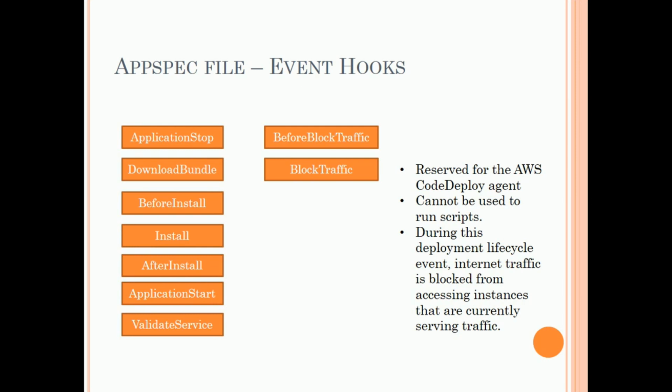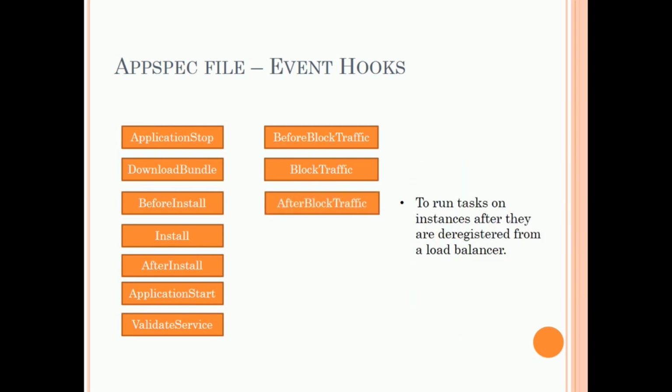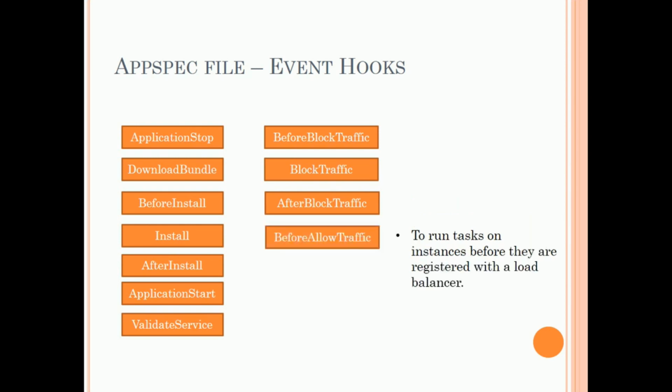During this deployment lifecycle event, internet traffic is blocked from accessing the instances that are currently serving the traffic. The next is AfterBlockTraffic. For this event hook, we can specify the scripts to run tasks on the instances after they are deregistered from a load balancer. The next event hook is BeforeAllowTraffic. This event hook is used to specify the scripts to run tasks on the instances before they are registered with a load balancer. So we can say that this will be in our blue-green deployment. It will be for our replacement instances.